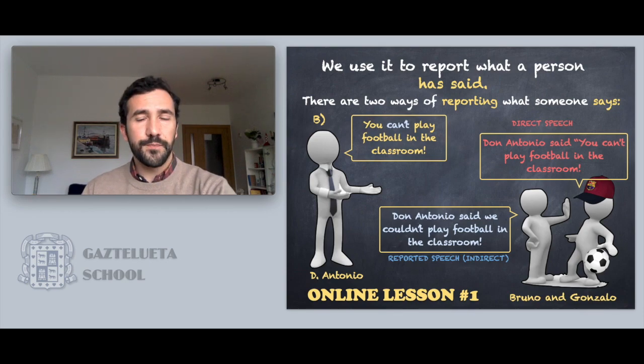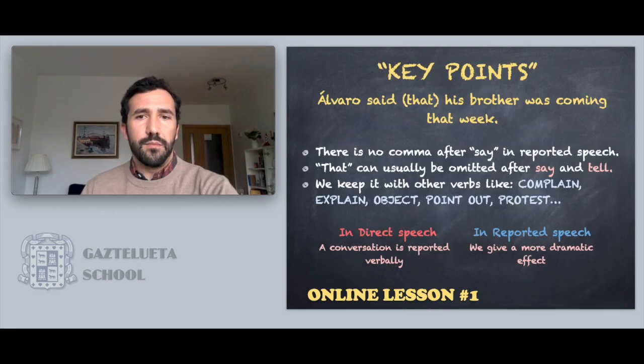No changes, okay? But if I use the reported speech, I would say, Don Antonio said we couldn't play football in the classroom. In Spanish, it would be, Don Antonio ha dicho que no podíamos jugar al fútbol en clase. In this second sentence, reported speech, we have made a few changes. Imagine another example, which we are going to use to understand and to learn a few key points in reported speech. Álvaro said that his brother was coming that week. Álvaro ha dicho que su hermano iba a venir esta semana.